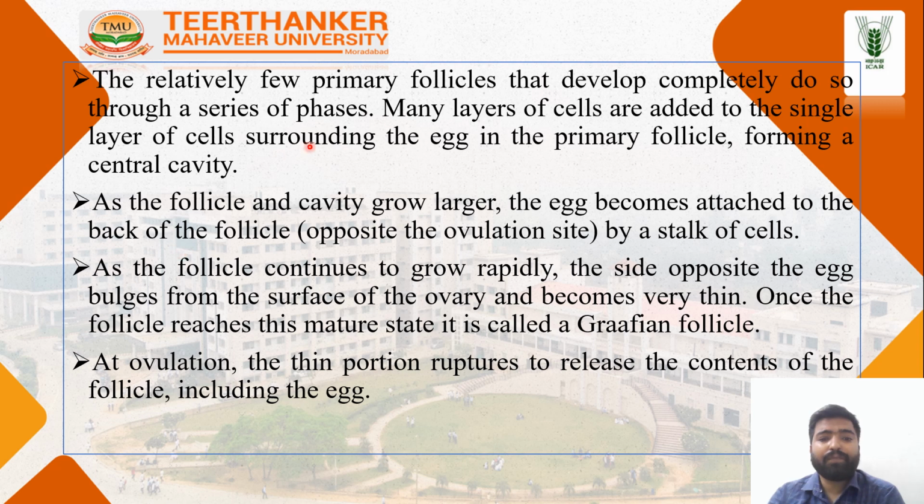The relatively few primary follicles that develop completely do so through a series of phases, adding many layers of cells surrounding the egg and forming a central cavity. As the follicle cavity grows larger, the egg becomes attached to the back of the follicle. As the follicle continues to grow rapidly, the side opposite the egg bulges from the surface of the ovary and becomes very thin. At ovulation, this portion ruptures and releases the contents of the follicle, including the egg.